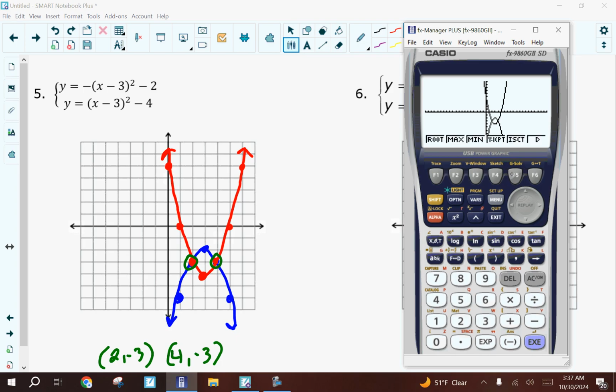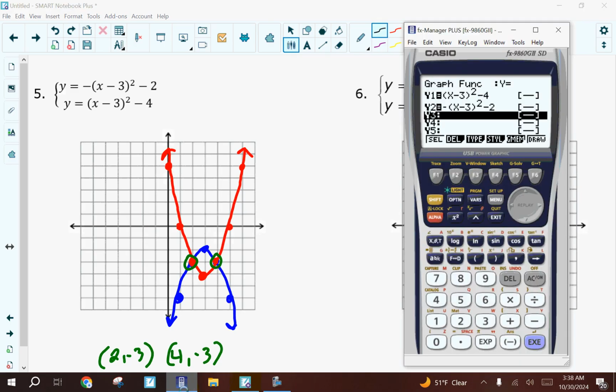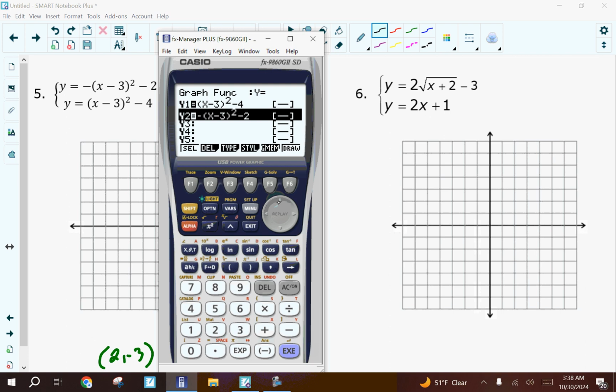G solve is F5, intersection is F5. So there's 2, -3, and there's 4, -3. So that one's all good. Okay, so let's go to the next one. I'm going to move this way so I can see. Delete these.